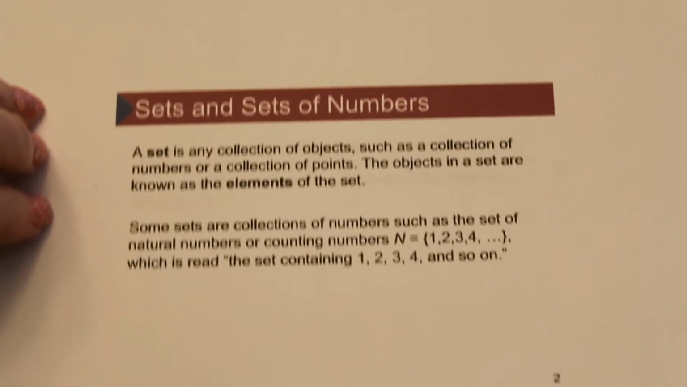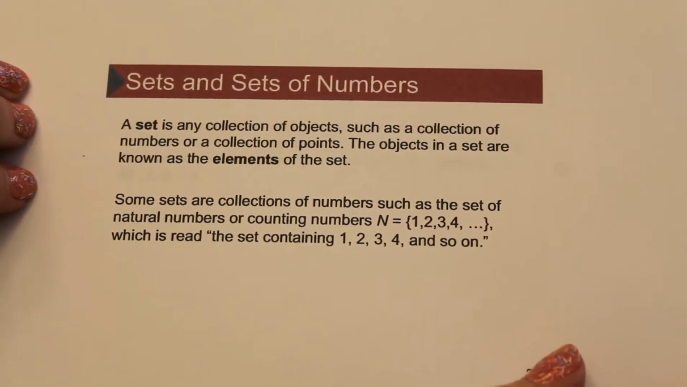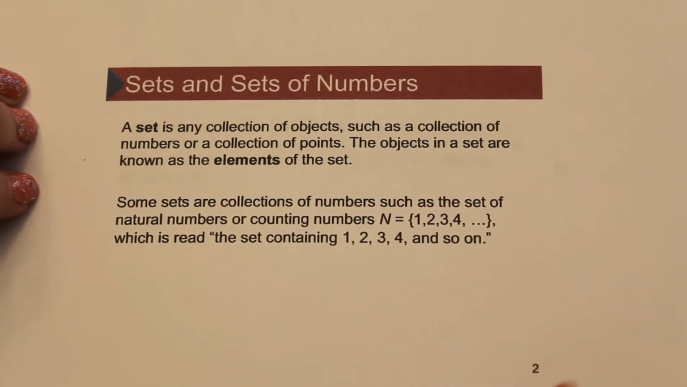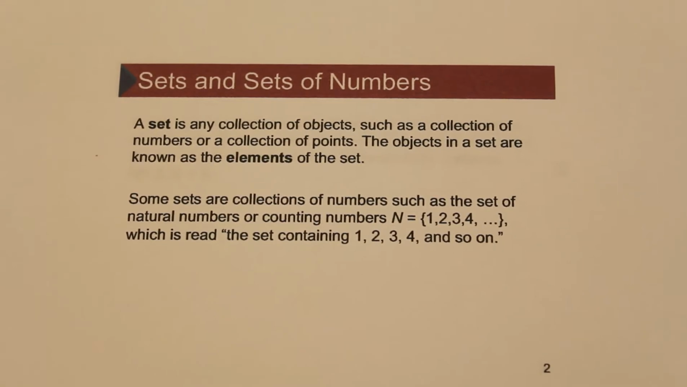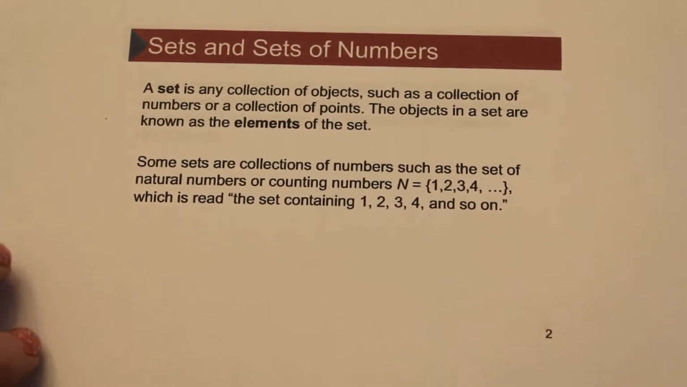So what is a set? A set is a collection of objects. It could be a collection of numbers, a collection of points, and every object in the set is called an element.